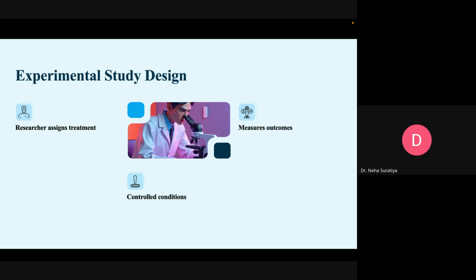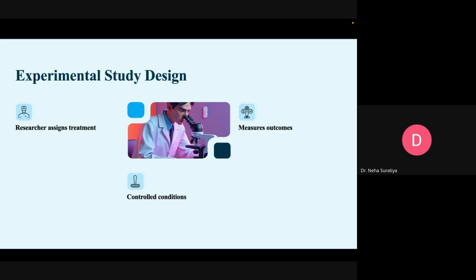Now, in the experimental, three key characteristics are there. Very first is, here the researchers are going to assign the treatment. So the investigator will be deciding which participants receive the new drug, which participants will receive standard treatment, which participants will receive placebo.